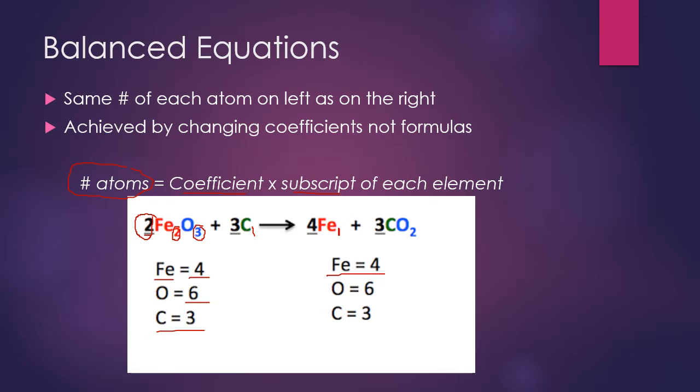Notice it's balanced on both sides for the iron. We have 4 on the product side and 4 on the reactant side. Putting a 3 in front of the carbon dioxide gives us a total of 3 carbons. You can see that at the bottom here. For the oxygens, we take that coefficient of 3 and multiply it by the subscript on oxygen, which is 2. 3 times 2 giving us 6 oxygen atoms. The atom count is the same on both sides, making this a balanced equation.